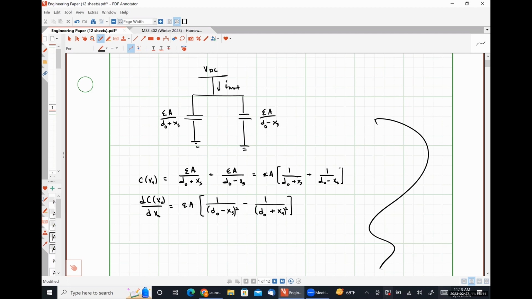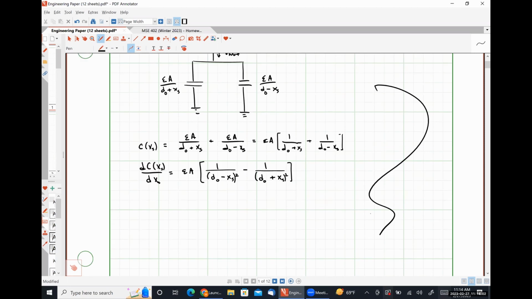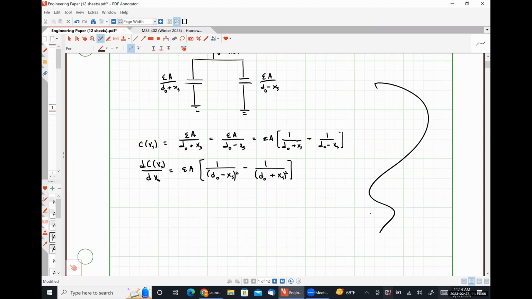Epsilon naught H_D over D_D. Okay, now for this, it's going to be epsilon naught times S times W sub S. That's epsilon times area. Times dx, actually maybe? No, that doesn't make sense.